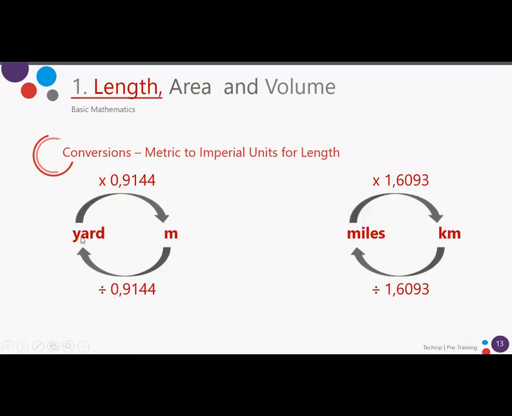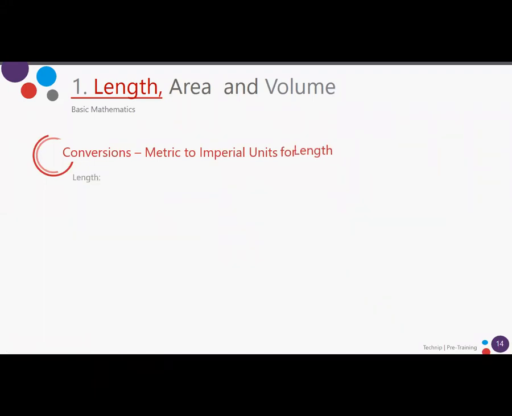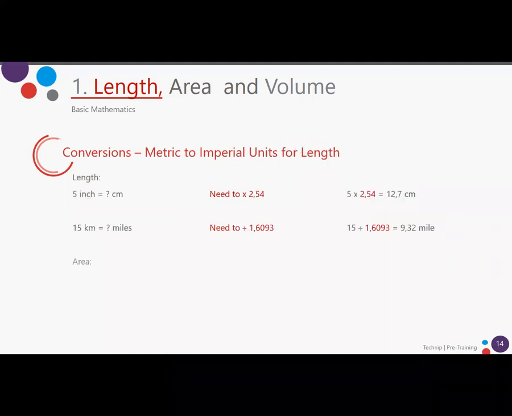Now, yards. 1 yard expressed in meters is 0.9144 meters, or from meters you divide by the same factor to get yards. 1 mile is 1.6093 kilometers, okay? And then again, if you want to express kilometers in miles, you have to divide by 1.6093. So again, on the next slide, I will show you some examples.